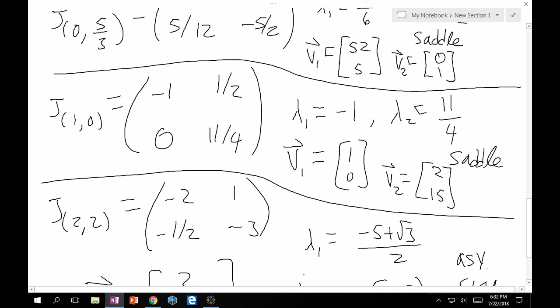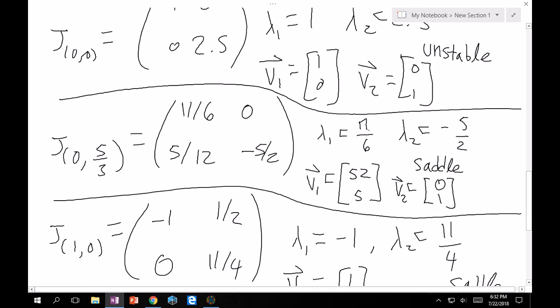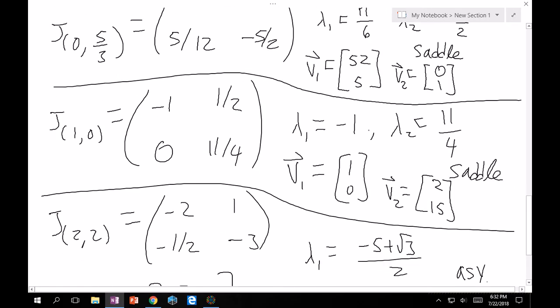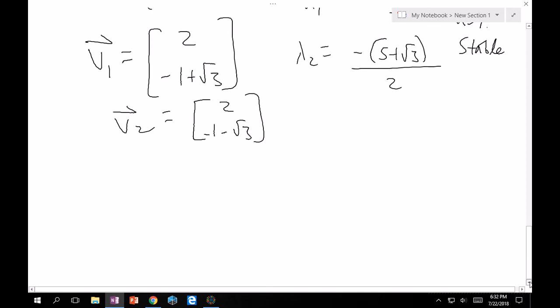Typically in competing species, the origin is going to be unstable. That's fairly typical. The intercepts are either going to be stable or saddle, so in this case they're both saddles. And then the first quadrant point is almost always asymptotically stable. So keep that in mind.